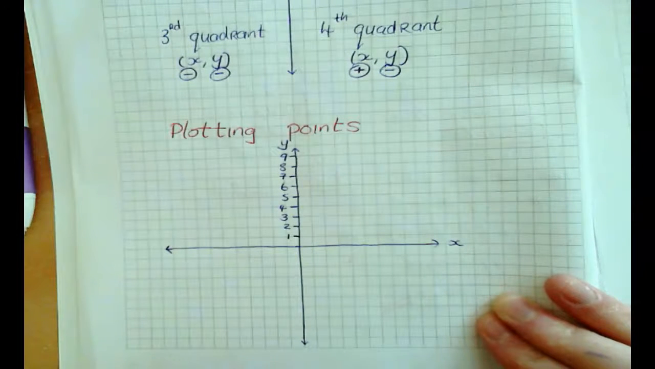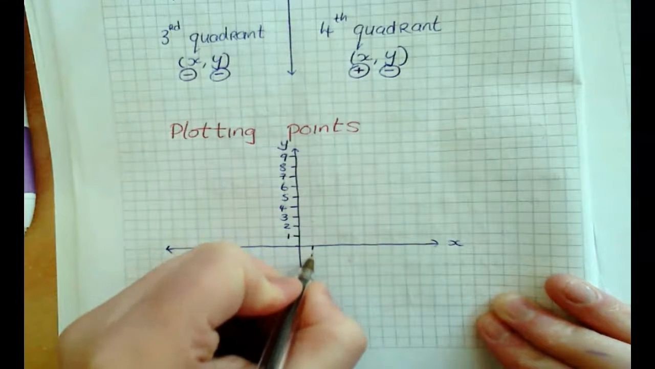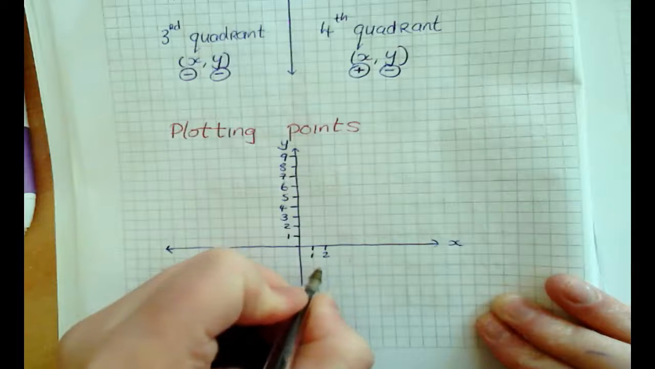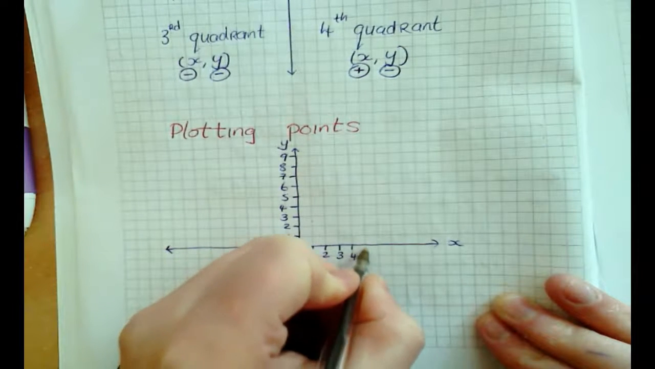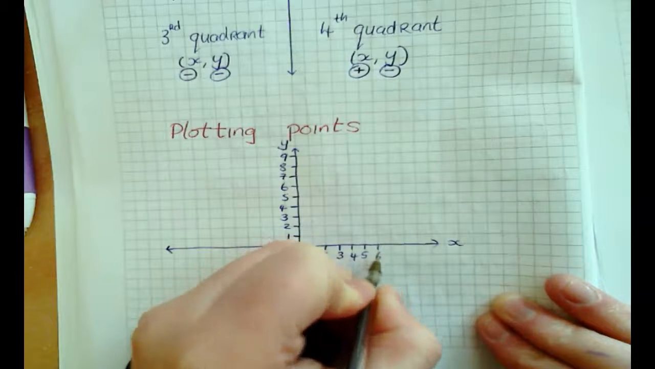And the same with our x's. If we go 1 square to 1, it's 2 squares, and another square to 3, and another square to 4, and so on.